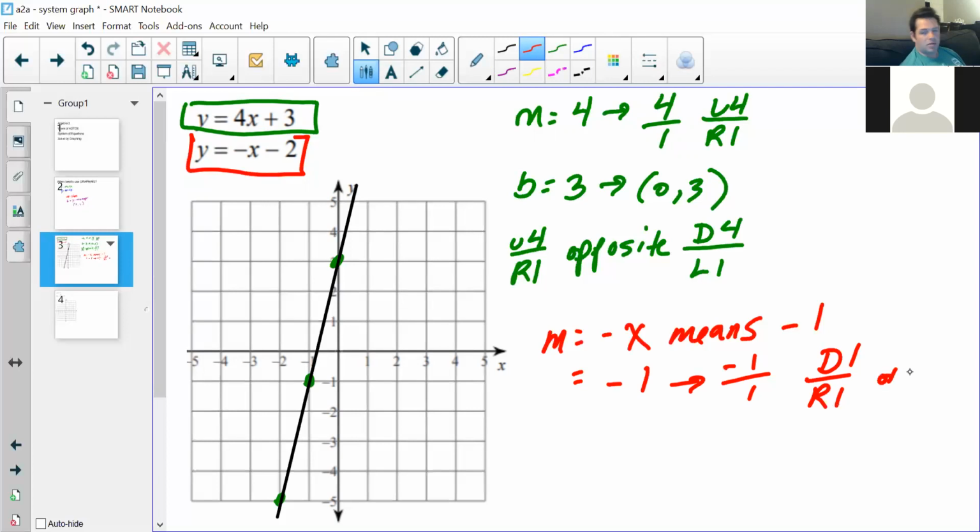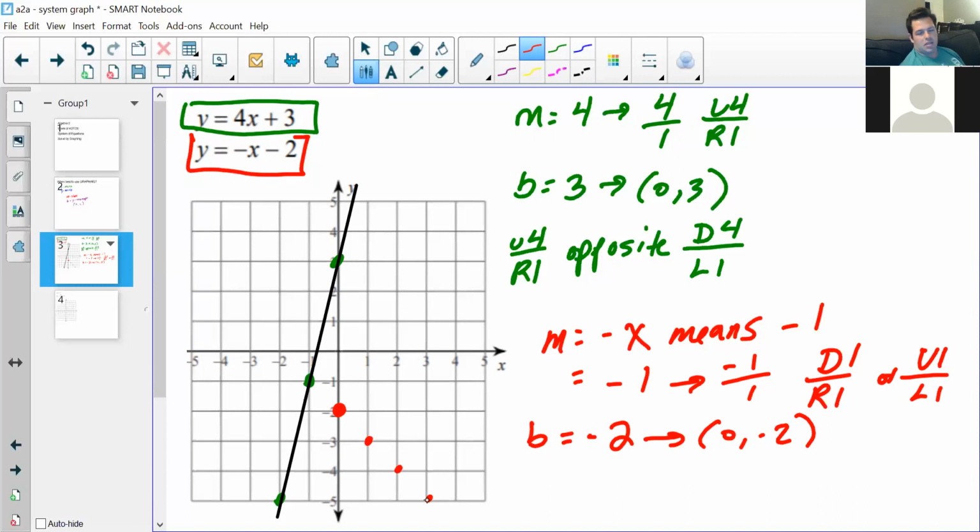We could, as we did in the last problem, do the opposite of that. So instead of down 1 and to the right 1, we could also go up 1 and to the left 1. We'll see if we get there. But we're going to start off with our y-intercept. So our y-intercept here is negative 2. Which means we're going to start off by graphing this at the point 0, negative 2. So we'll go ahead and put a dot there at 0, -2. There are going to be a lot of dots on this one. Down 1 and to the right 1. So down 1, right 1, down 1, right 1, down 1, right 1.